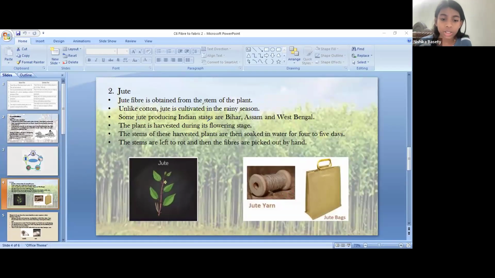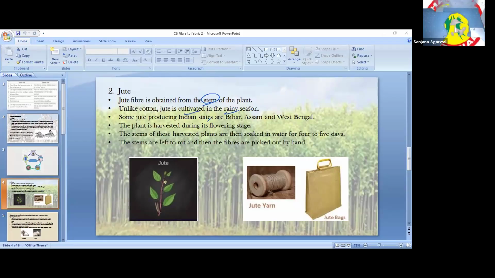Jute is a fiber obtained from the stem of the plant. Unlike cotton, jute is cultivated in the rainy season. Some jute producing Indian states are Bihar, Assam, and West Bengal. The plant is harvested during its flowering stage. The stems of the harvested plants are then soaked in water for 4 to 5 days. The stems are left to rot and then the fibers are picked out by hand.